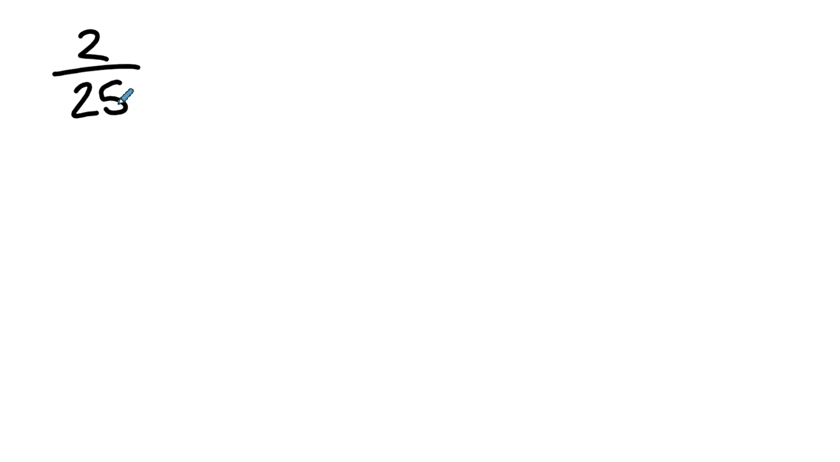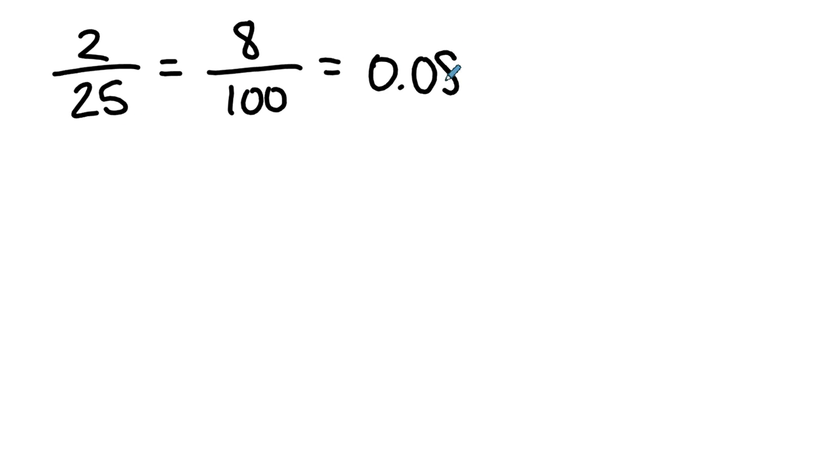this fraction, 2 over 25, well, if you turn that into a decimal, we would make this into 8 over 100, times 4 times 4. And 8 over 100 is 8 hundredths. It just stops. This is a terminating decimal.